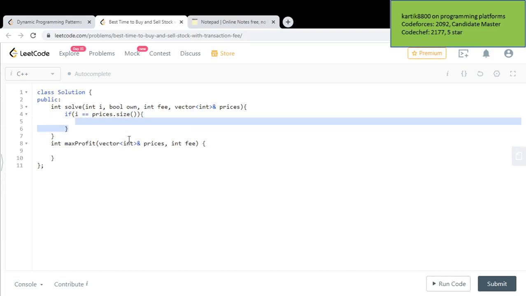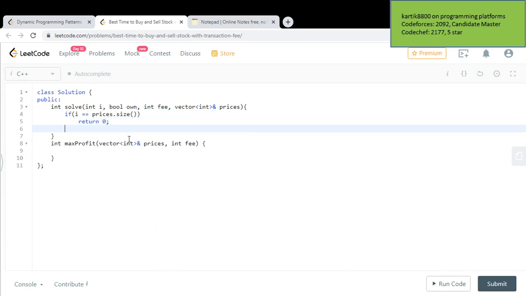There's no more day left, then I cannot do anything, right? I can neither buy nor sell. There's no market there. Simply return 0 because you cannot do anything anymore. All the days have passed. You can simply return a 0. That's okay.